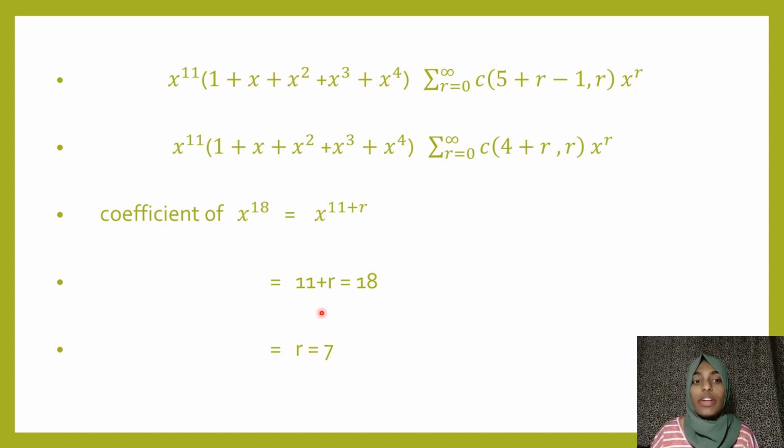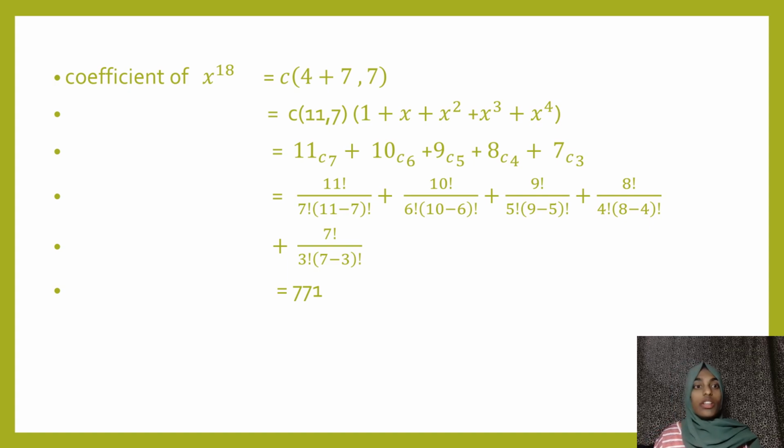Suppose we want the coefficient of x power 18. For that we equate x power 18 with x power 11 plus r, what we have got here. By equating both, we get r equals 7. So we substitute r equals 7 wherever r is present. We get C of 11 comma 7, and the whole remaining sequence: the 11C7 value as well as the sequence values. When we multiply this with each and every term, we get 10C6 and 9C6, 9C5, 8C4 and 7C3.